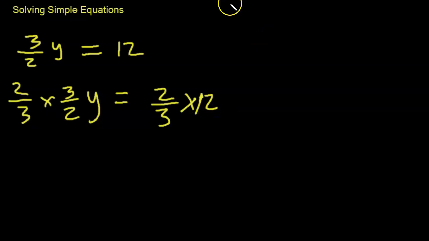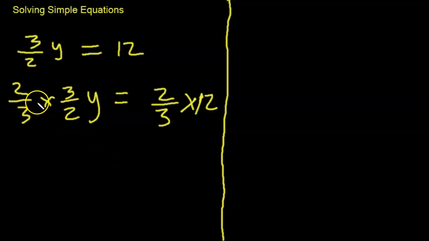Let me just put a mark here, because I'll do it another way. Alright, so 2/3 times 3 over 2, multiply any value times its reciprocal, you'll end up with 1, right? So you end up with just y. 2/3 times 3 over 2, 2 times 3 is 6, 3 times 2 is 6, so you have 6 over 6, which is 1, so 1y. And then multiplying 2/3 by 12 is 2/3 times 12 over 1, right?